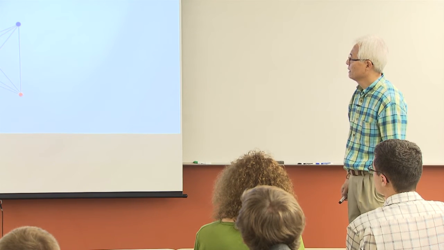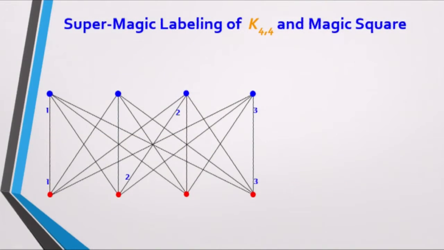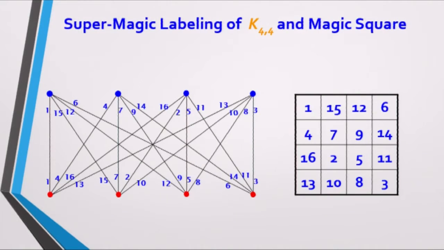K4 has 16 edges, so we are going to number these edges 1 through 16. The first row would get 1, 15, 12, 6. The second row would get 4, 7, 9, 14. And the sum would be 34 on every row, and similarly for the columns.